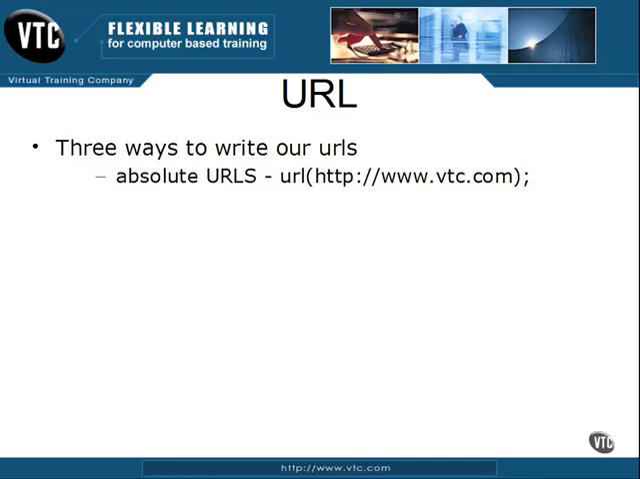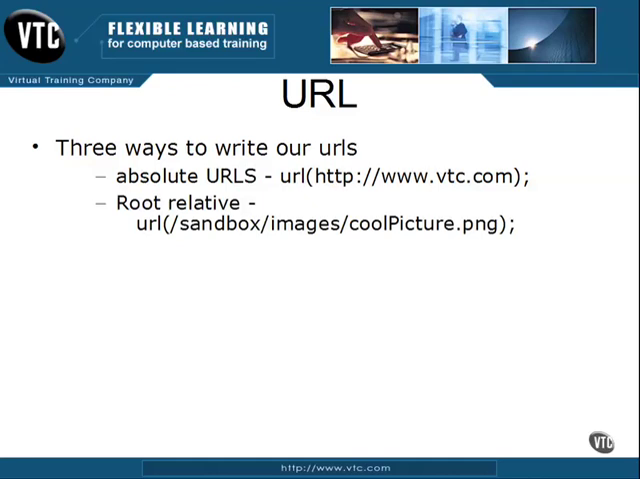The next method is the root relative method, and as you can see here, you have the url and then the parentheses around it, and it's just a different way to write the URL. So this time, you start off with a /, and the / indicates that you are pointing to the base level or the root of the site. So here it's locating a picture that's inside of the sandbox folder, and then inside of that there's the images folder, and inside of that is the actual image.